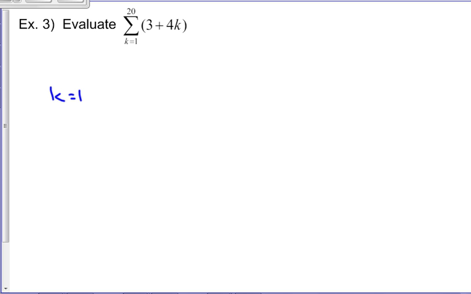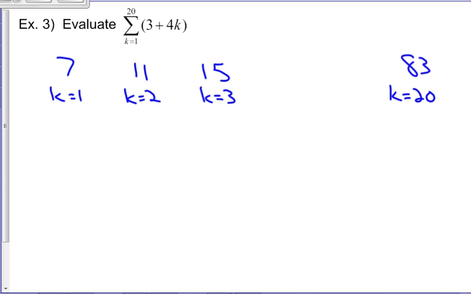Let's just do the first few. So if I put in 1 for k, I would get 7. If I put in 2 for k, I would get 11. If I put in 3 for k, I would end up getting 15. And I could even do the last one. I could put in 20 for k, and I'd figure out that that's going to be 4 times 20, which is 80, plus 3, so 83. So I have all these terms that I'm going to add together. And to do it by hand is really, really tedious.